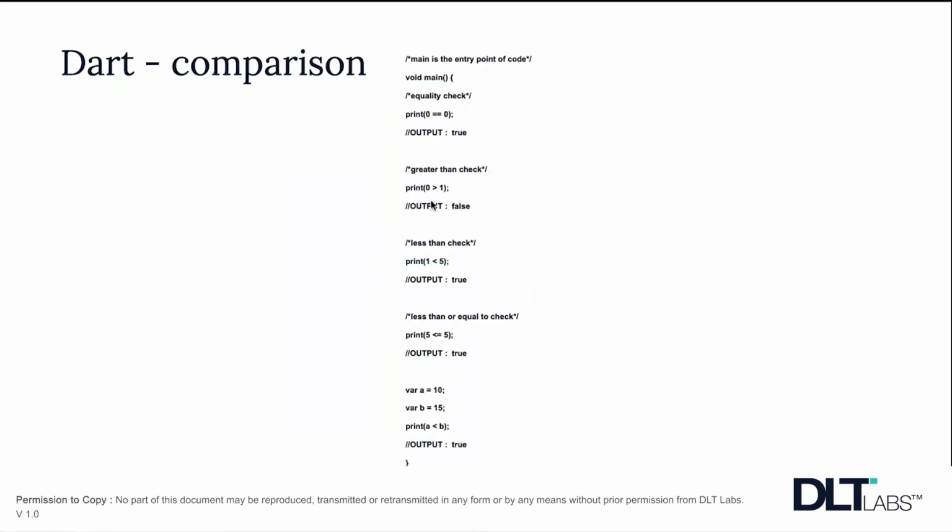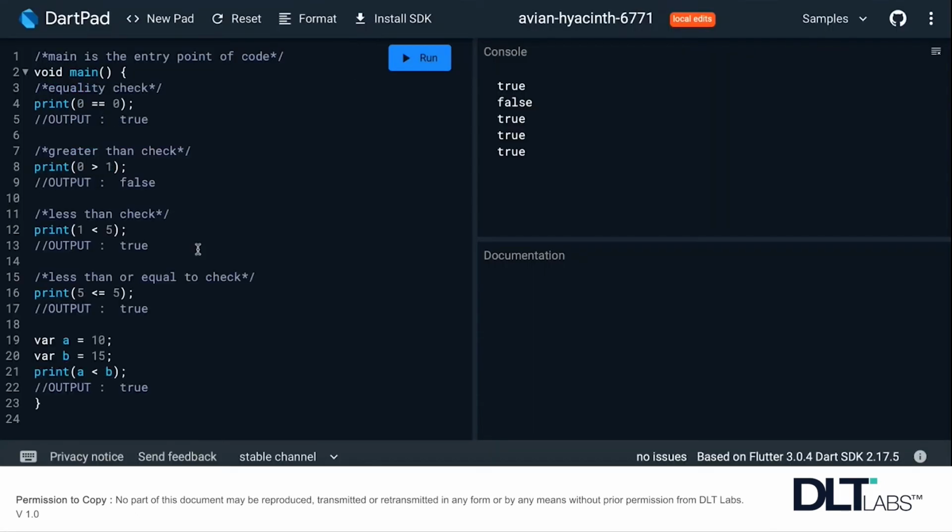Dart comparison. Let's see about the Dart comparison. So comparison is where we want to compare two integers, or compare two floats, or compare two objects. So here we can see 0 equal to 0. Yes, it is true, and that's why you see true here. Print 0 is greater than 1. Is it so? No, it is false. And that's why we have false here.